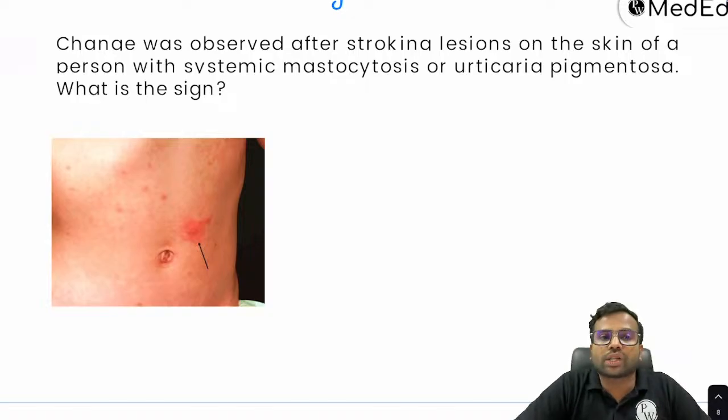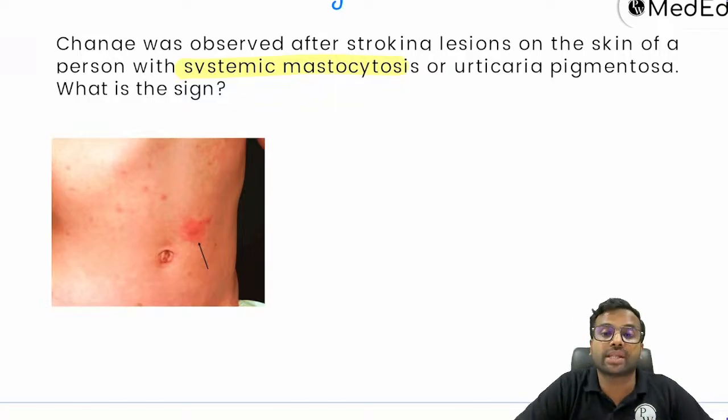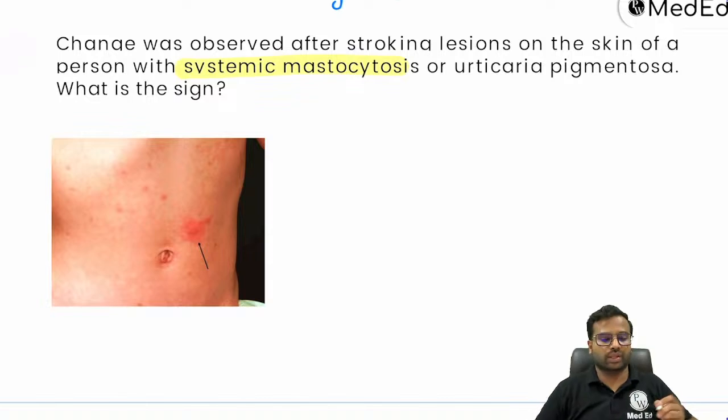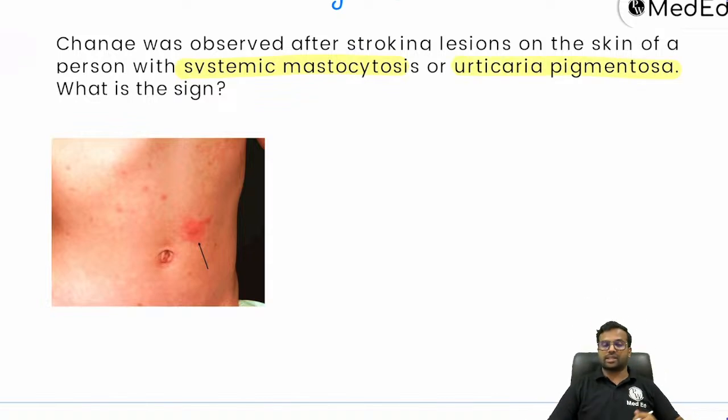A change was observed in a patient after stroking the lesions on the skin of a person with systemic mastocytosis. So diagnosis दिया हुआ है, that is going to be systemic mastocytosis or urticaria pigmentosa. The diagnosis is very well given here. So what is the sign that you can see?